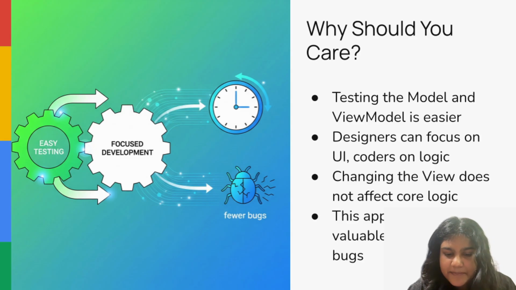Second is focused development. This architecture allows parallel work. A UI designer can work on the XML and CSS, which is the view, while a backend engineer works on the API and the logic, which is the model and the view model. They are not blocking each other. Third is maintainability. Changing the view, like moving a button or changing a color, does not risk breaking the core business logic because the logic doesn't live in the view. This leads to significantly fewer bugs over the product's lifetime.